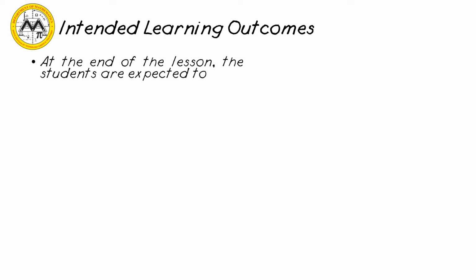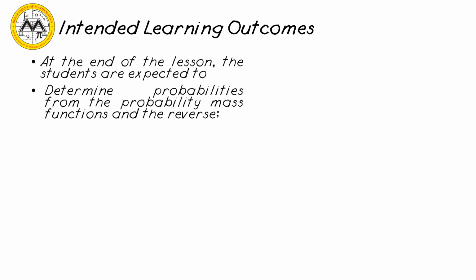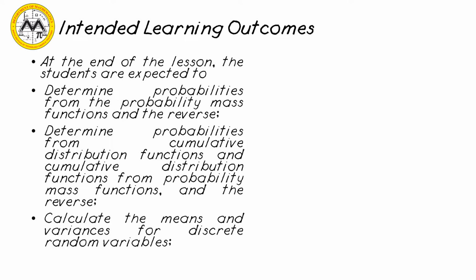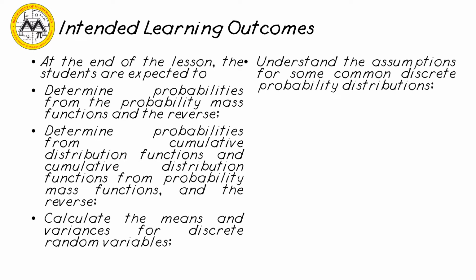The intended learning outcomes are to determine the probabilities from probability mass function and the reverse. Determine the probabilities from cumulative distribution function and cumulative distribution functions from the probability mass functions and the reverse. Calculate the means and variances from the discrete random variables.